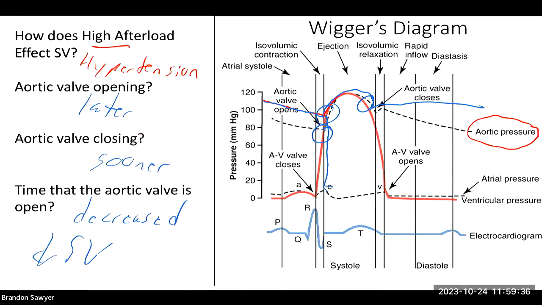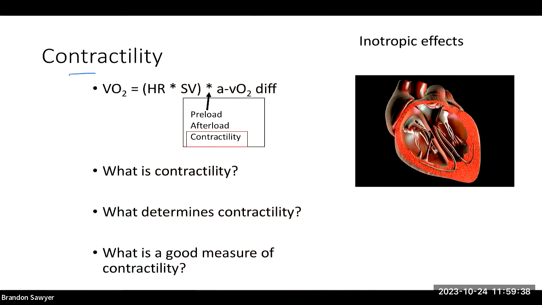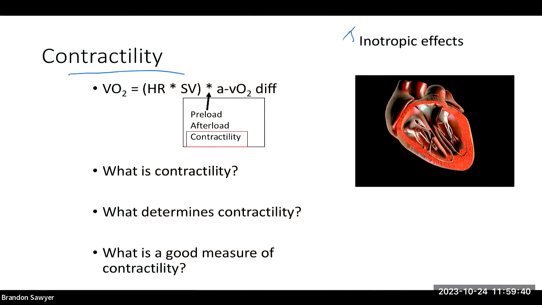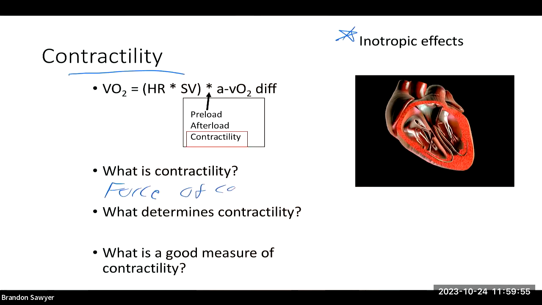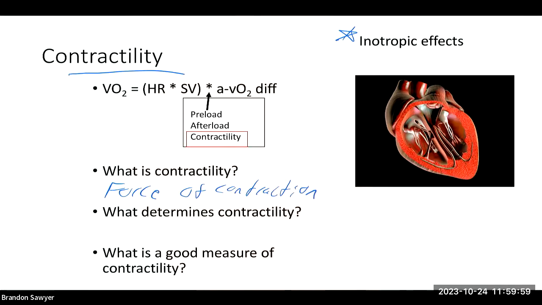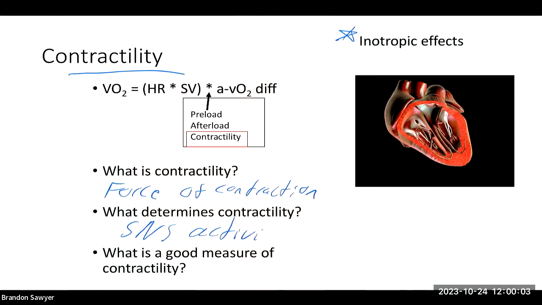Okay, last one, contractility. We'll talk about inotropic effects. So things affecting contraction or force of contraction are called inotropic effects. So contractility is force of contraction. And what determines our contractility is our sympathetic nervous system activity.